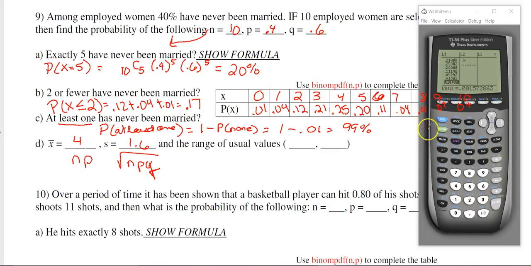So by percentages, less than 5% would be here. The 0.04, 0.01s, 0.0s there. So it's got to be from 2 to 6. So the range would be from 2 to 6 by percents. By standard deviation, we take the mean and add 2 times the standard deviation, take the mean and subtract 2 times the standard deviation. And you should get 1.2 and 7.2.